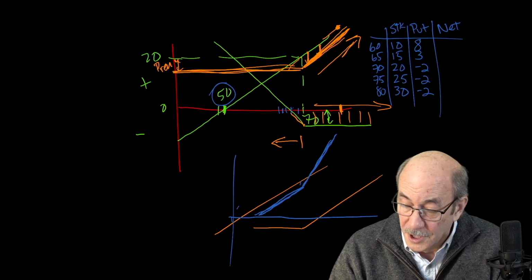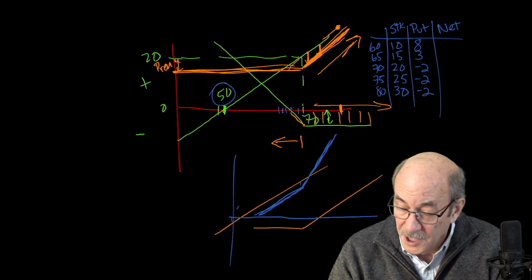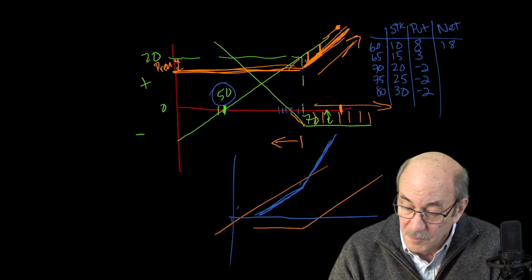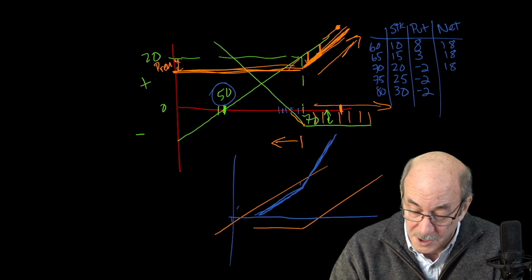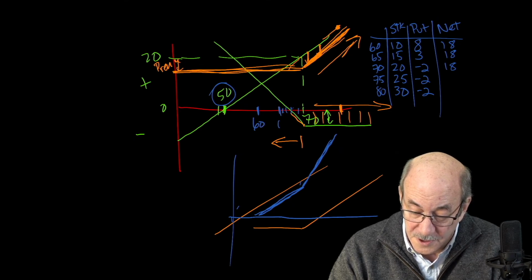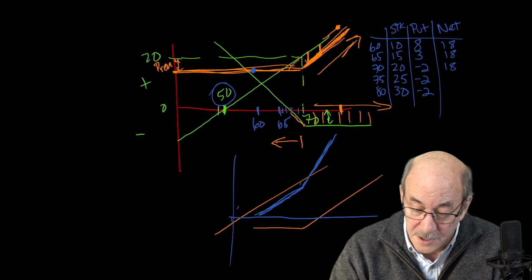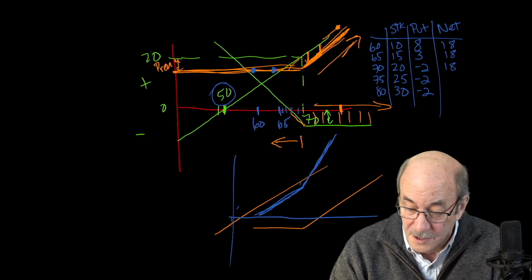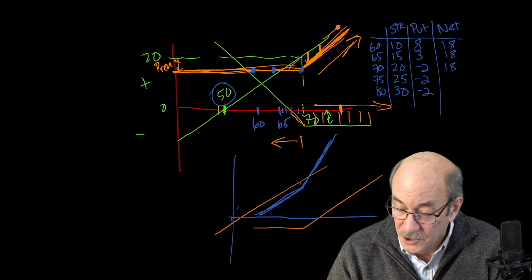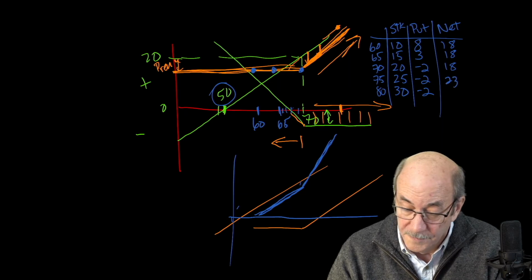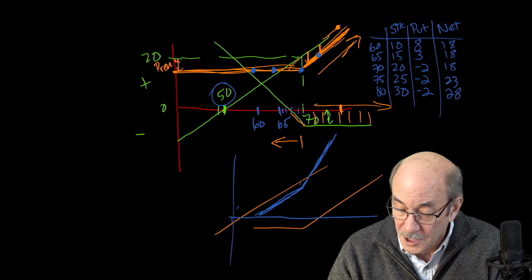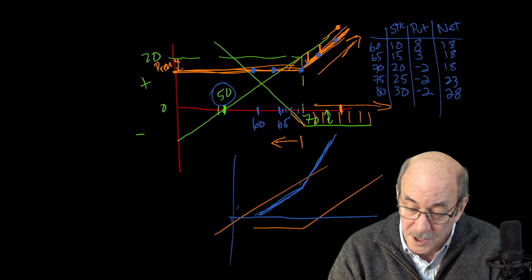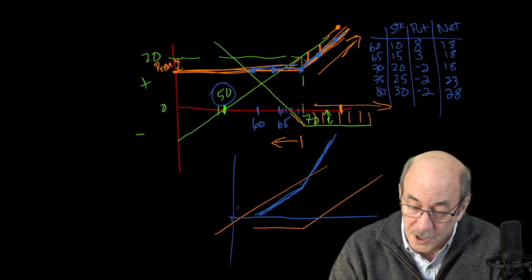So when I start netting these out, I've got 10 plus 8 is 18. 15 plus 3 is also 18. 20 minus 2, 18. So I'm getting my plots here. So here's my 60. Here's my 65. So here's that 18, 18, 18. And then 25 minus 2 is 23. So there's 23. And 30 minus 2 is 28. So there's my 28. So now I can plot exactly what I did just by eye.